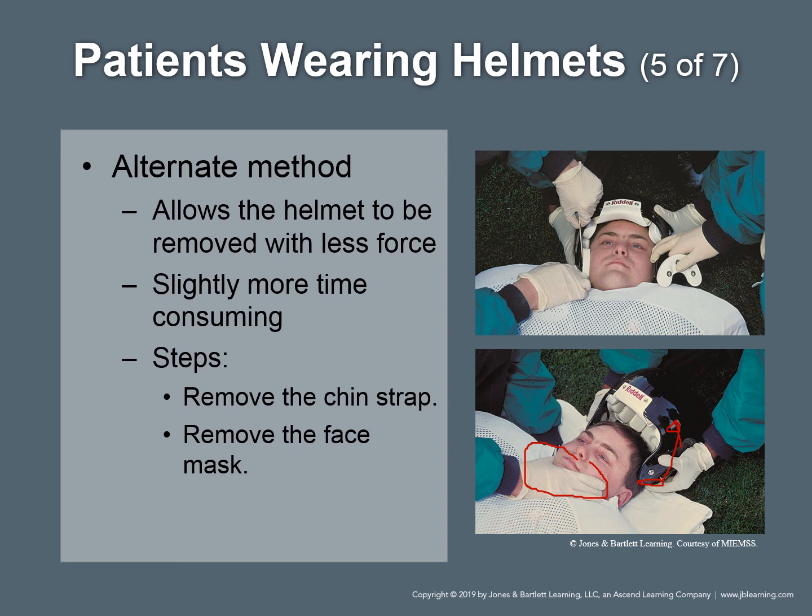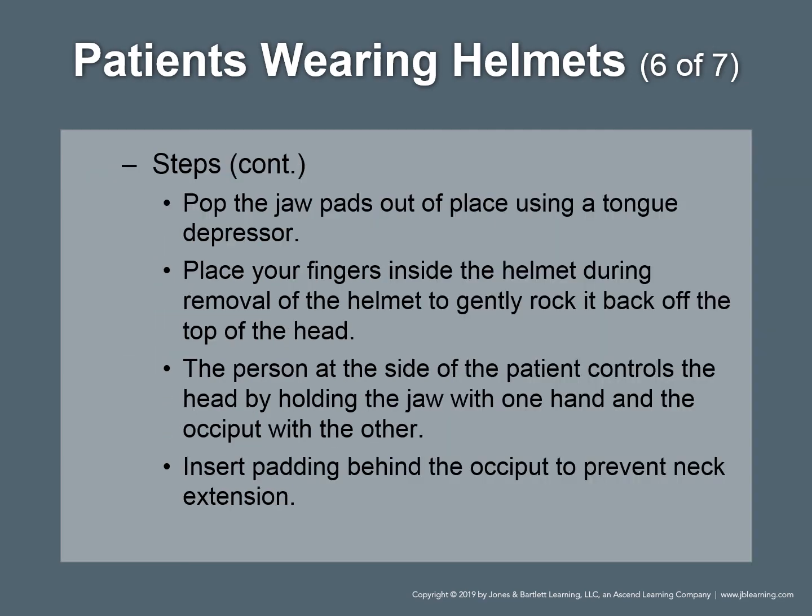Use as little force as possible. Make sure all the straps are undone before you move the helmet. Pop the jaw pads out of place using a tongue depressor on football helmets and other helmets. That'll give you more room and require less force. Place your fingers inside the helmet during removal. A lot of them have little holes on the side that you can put your fingers in and pull apart, and then gently slide it off the patient's head.